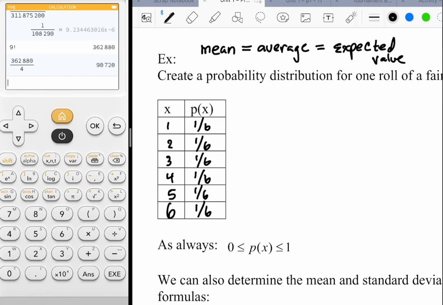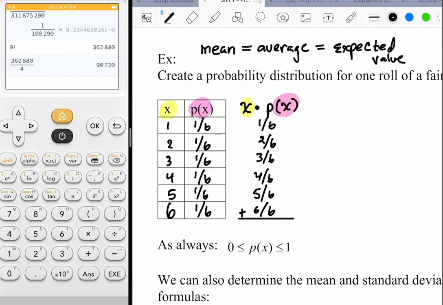To find the mean, we multiply the X column by the P of X column. All right, so we're multiplying this column by this column. So 1 times 1 out of 6 would be 1 out of 6. 2 times 1 out of 6 would be 2 out of 6. 3 out of 6, and so on. If we add up this column, that'll give us our expected value.